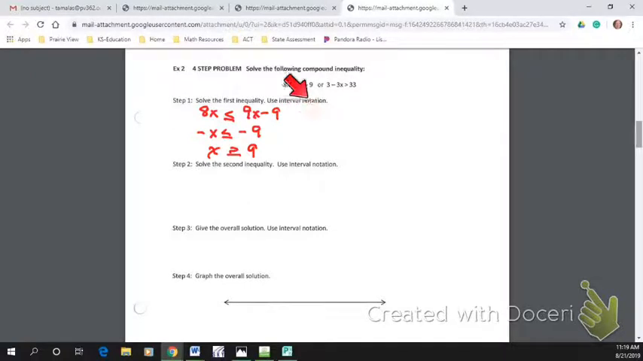Notice it says for step 1 to use interval notation. How can I write this using interval notation? And maybe it's helpful to have a graph. So if you need to sketch a graph, just say, hey, here's 9. That would be a closed circle, shade to the right. So if I had to graph that inequality, it would look like that. That may help you write the interval notation. What would I now have in interval notation if I start here at the left and work my way to the right?